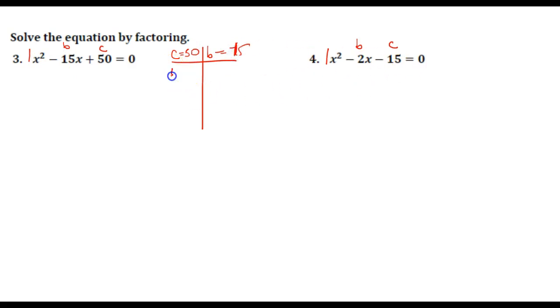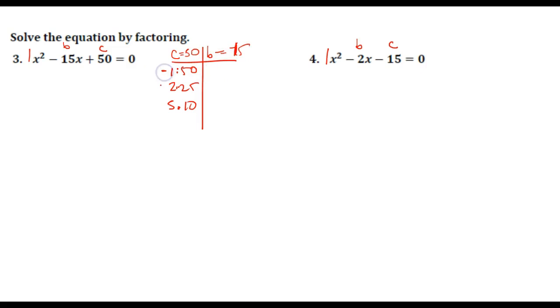and list out my factors. 1 times 50, 2 times 25, what else comes to mind? 5 times 10. And as I'm thinking about it, well, these would multiply to get me positive 50. Neither of these would result in a negative 15.